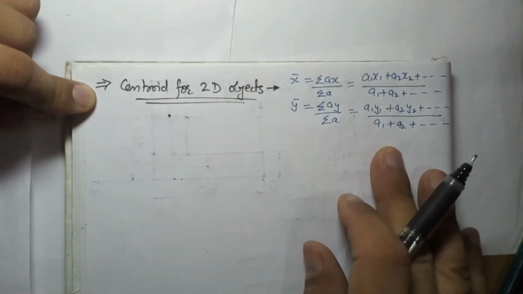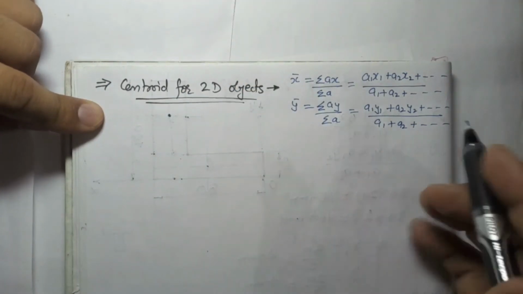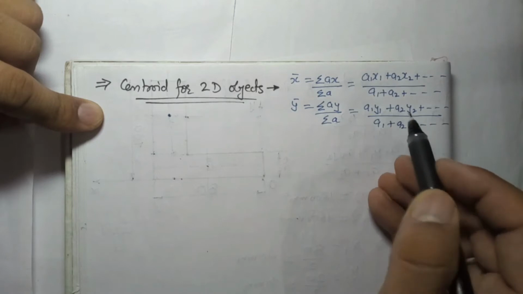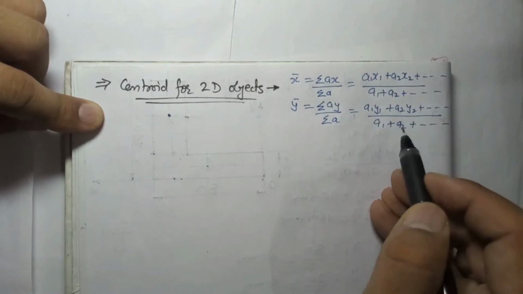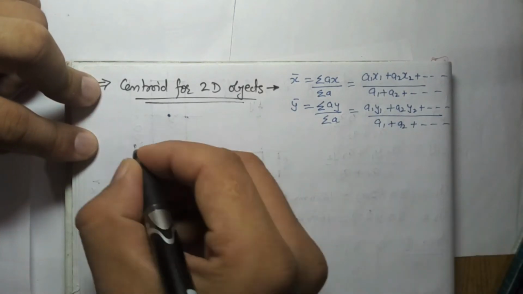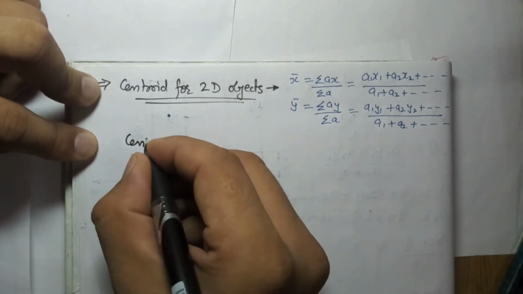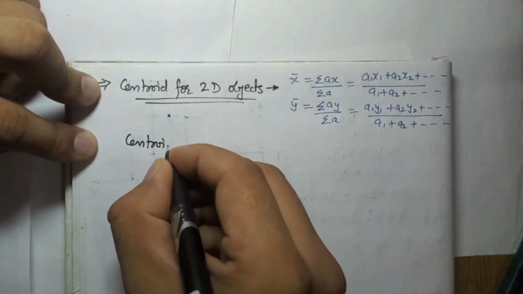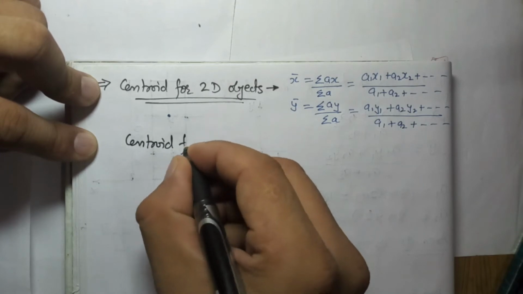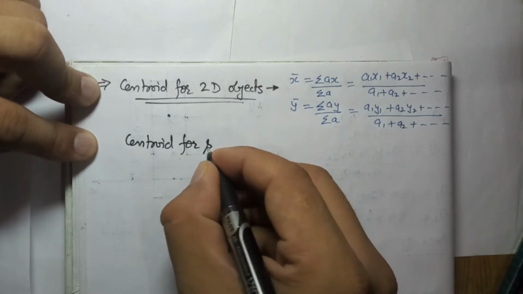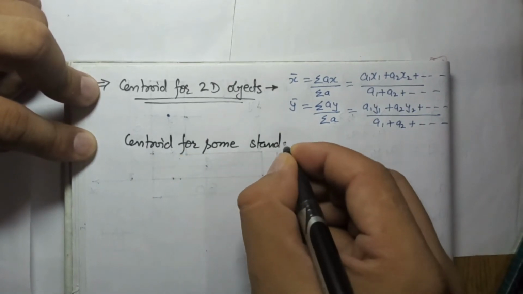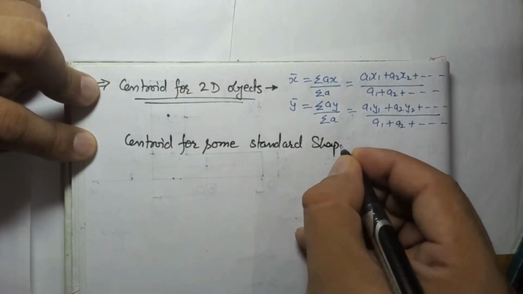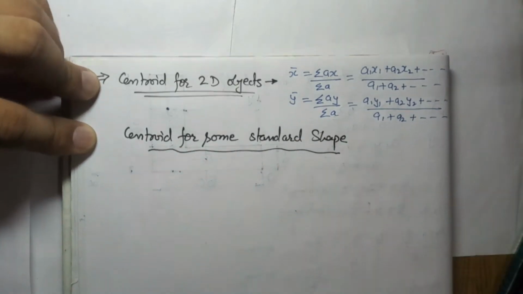Now we know that this is the formula to calculate the centroid for 2D objects, x bar and y bar. We have used this formula and solved a few numericals on this also. But for some standard shapes, we have the direct formulas, so we will not go for the calculation of that. We have to directly remember where the centroid will lie. So let's discuss that.